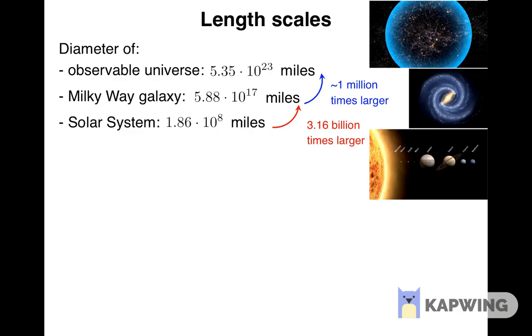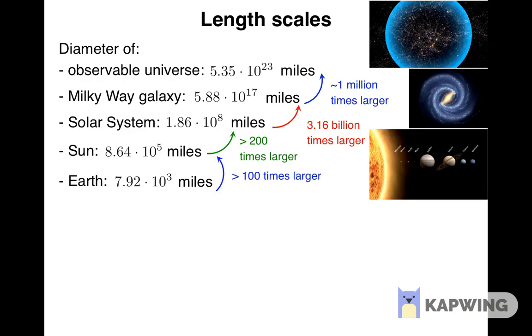These very large numbers are much more conveniently written in scientific notation than if one were to write them out explicitly. Try it. The Sun is about 200 times smaller than the solar system, and the Earth is about another 100 times smaller than the Sun, about 7,920 miles in diameter. At these scales, writing out distances in miles explicitly becomes practical.